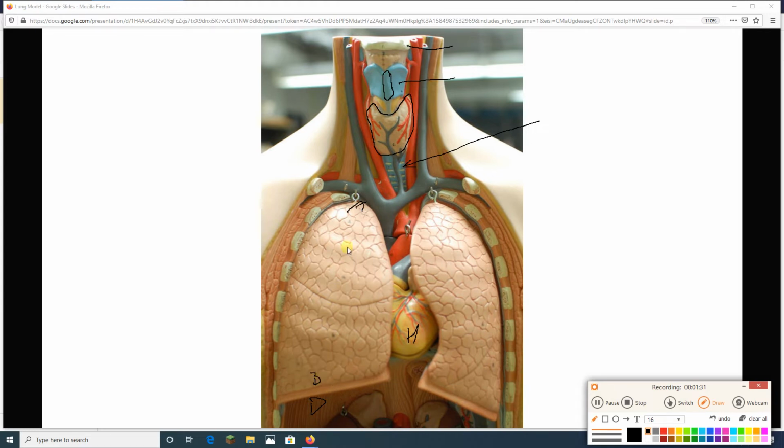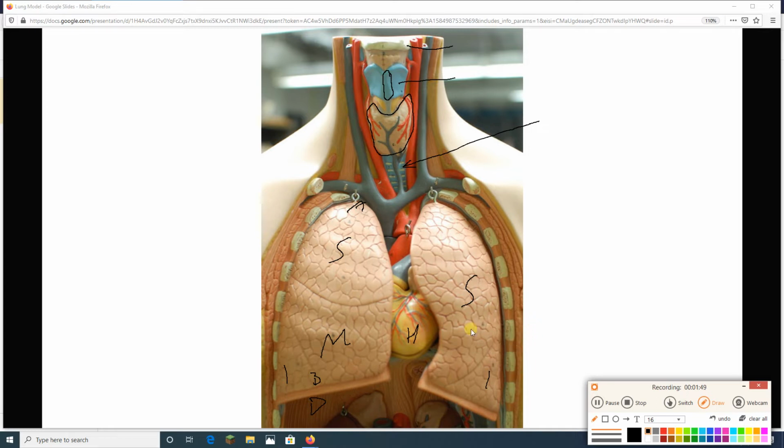And we can notice that there is going to be a superior and a middle and an inferior lobe on that lung. Contrast that with the left-hand side. The left-hand side has a superior and an inferior lobe, but that's it.